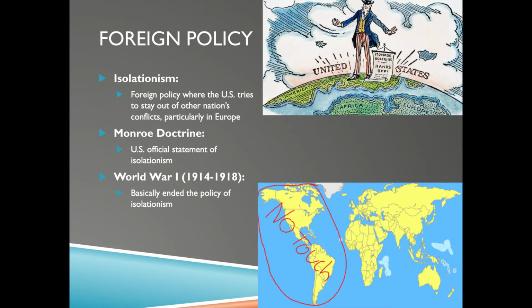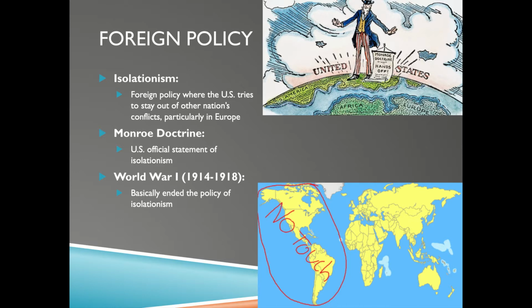James Monroe established this officially. The Monroe Doctrine was the official statement of isolationism. Basically, what he said was, Europe, do not interfere in any issues in North and South America. We're going to take care of that. We're not going to go over there and meddle in your stuff. Do not meddle over here. If you've got a problem over here, come to us. We'll take care of it.